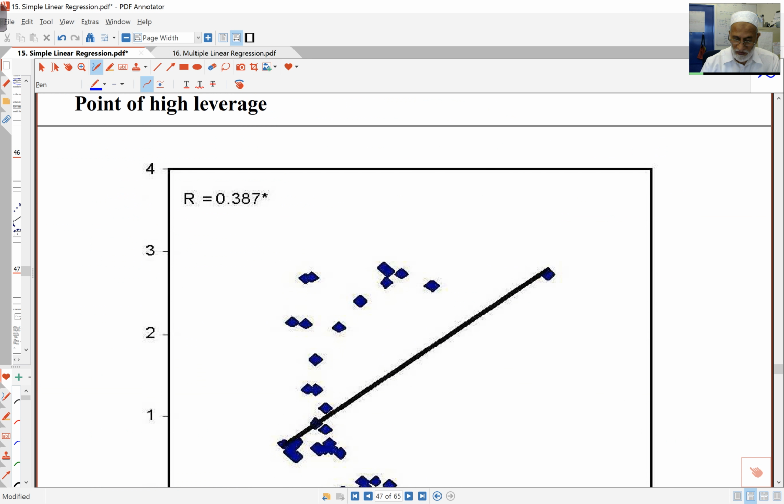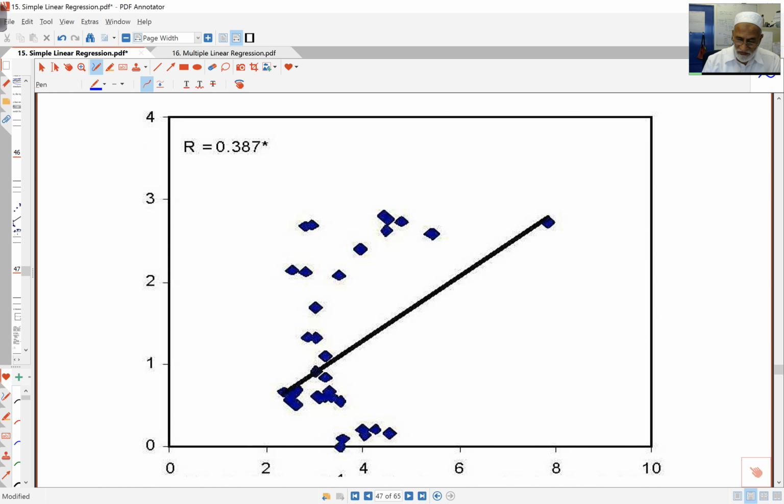As an example of a point of high leverage, here's some data. Now, most of the data here is essentially doing nothing at all. It's just that point there that fits the model. You can see that the line goes through that point. If I deleted that point, my regression will be quite different. In fact, there may not be anything at all there. So here is a point of high leverage. This one single point determines the regression.